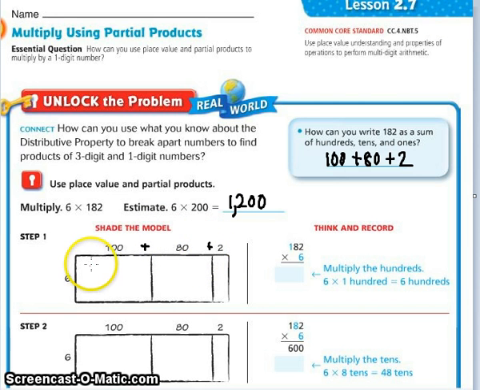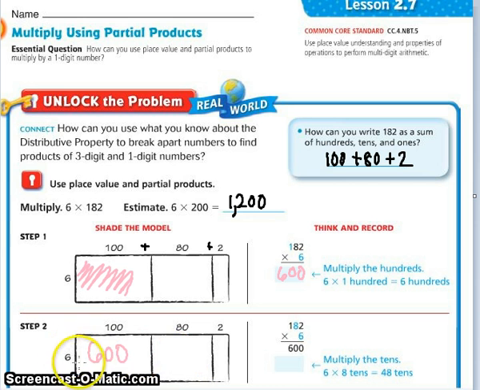Let's look at the first thing, 6 times 100. Well, that's going to be 600. I want to make sure that I line up my place value. This is a little small, so just bear with me. But first we're going to multiply the hundreds. 6 times 100 equals 600. So here we have 600.